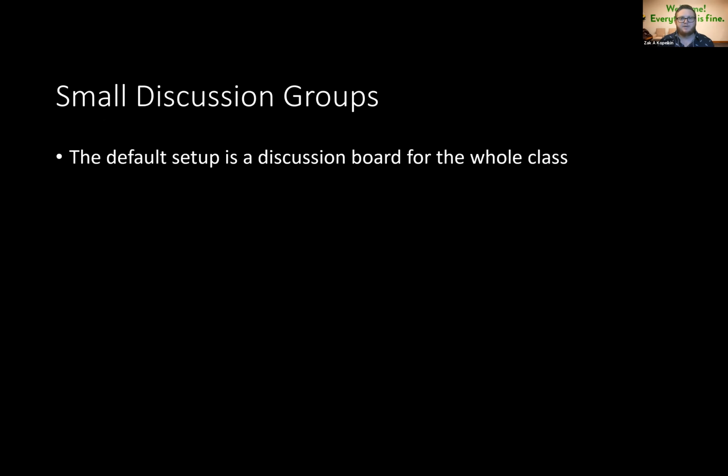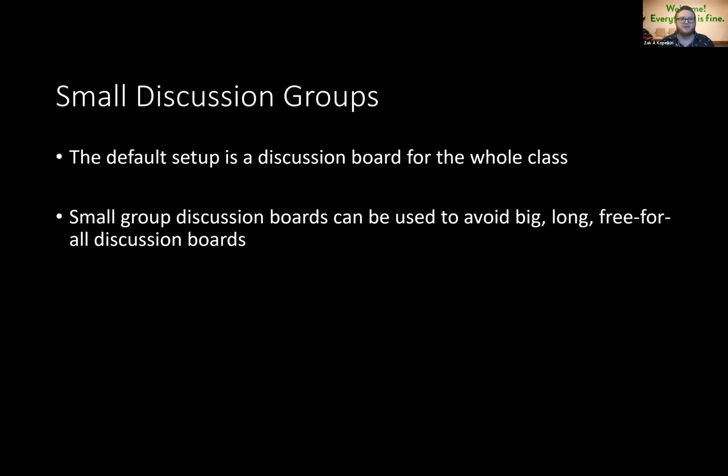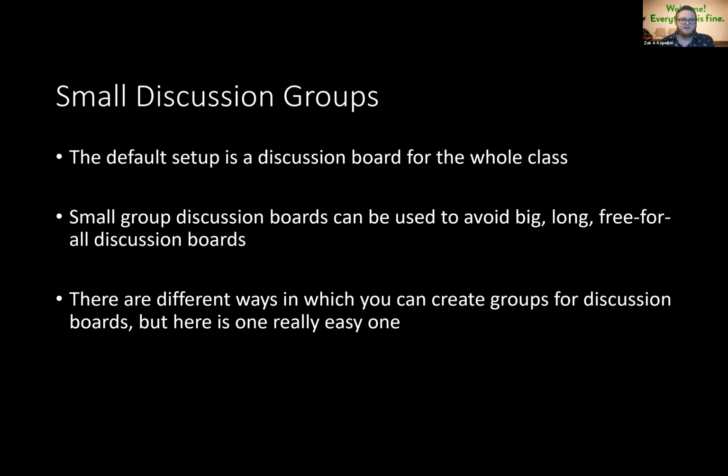Now, usually when you set up a discussion board in Canvas, the default is to have it set up so the whole class is part of the discussion. But you can also use Canvas to set up smaller group discussions, and this can avoid these long, big free-for-all discussion boards that maybe you've ended up with. There are different ways to create these small group discussion boards. Canvas often has different ways of doing the same thing, but I just want to show you a really easy one right now.